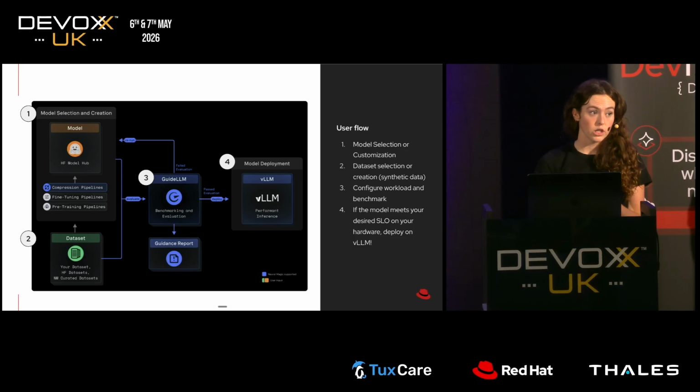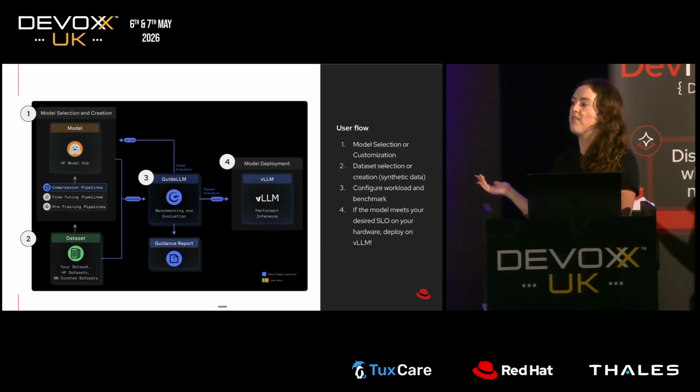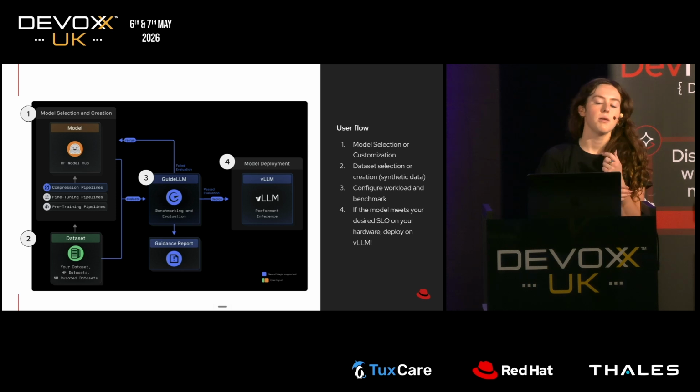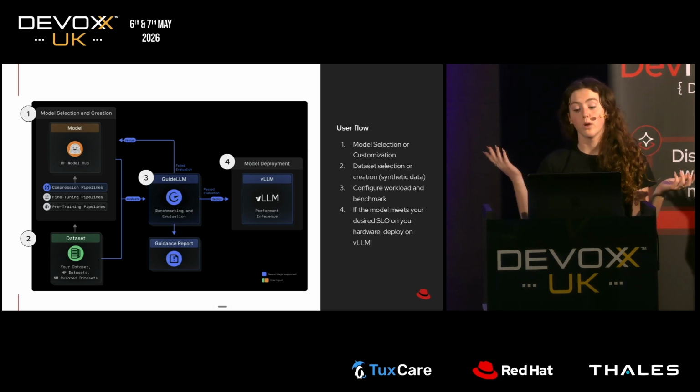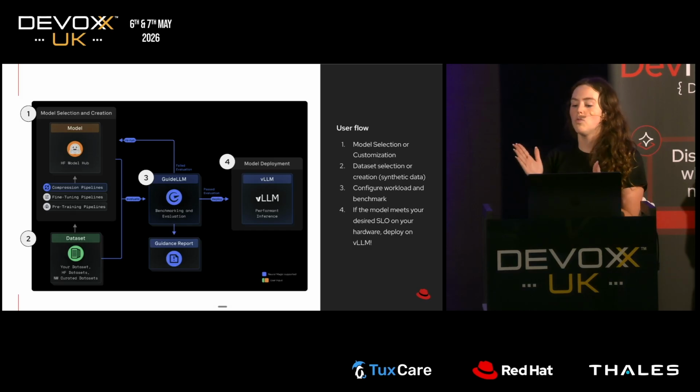And then you can configure your workload. So in certain scenarios, right, maybe you have a ton of traffic coming in at once. Maybe you have a little bit of traffic trickling through. It just depends upon where this is deployed. And then if the model meets your desired SLO, you can deploy on hardware and hopefully with vLLM.